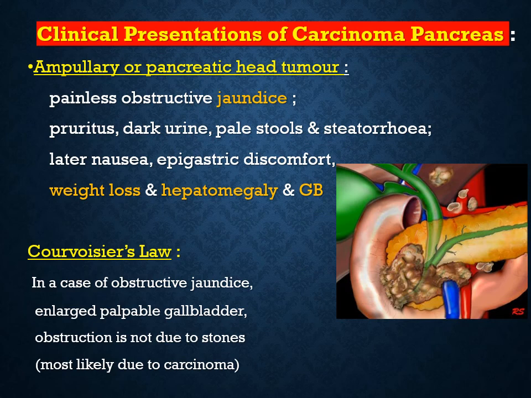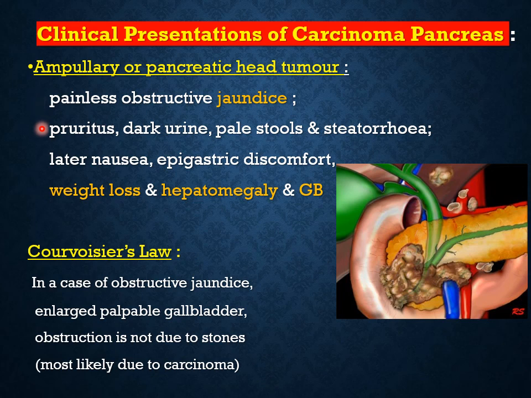Now, what is the clinical presentation of carcinoma of the pancreas? Again, this depends on the site of the tumor. The most common site, as I said, is the pancreatic head and the ampullary region. In this diagram, this is the periampullary region and the pancreatic head. Normally these patients present with jaundice, classically painless obstructive jaundice.